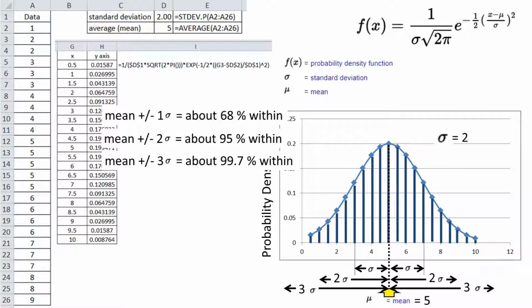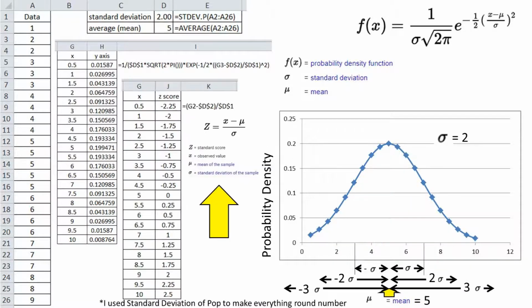So now you're probably thinking, how do we find the area under this curve? Well, we could integrate using calculus, or we could use a method with z-score tables. The z-score can be found by taking the observed value minus the mean of the sample divided by the standard deviation. The z-score really is a measure of how many standard deviations away from the mean we are. So a z-score of 1 is 1 standard deviation away from the mean, and a z-score of 2 is 2 standard deviations away from the mean. It could also be a decimal value.